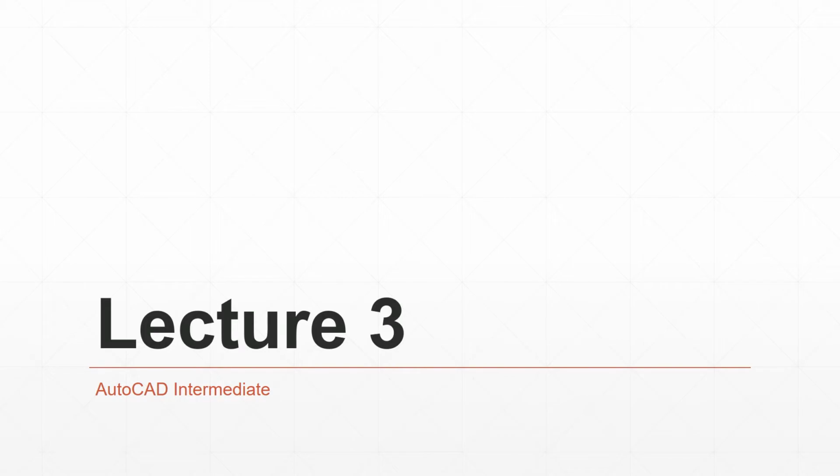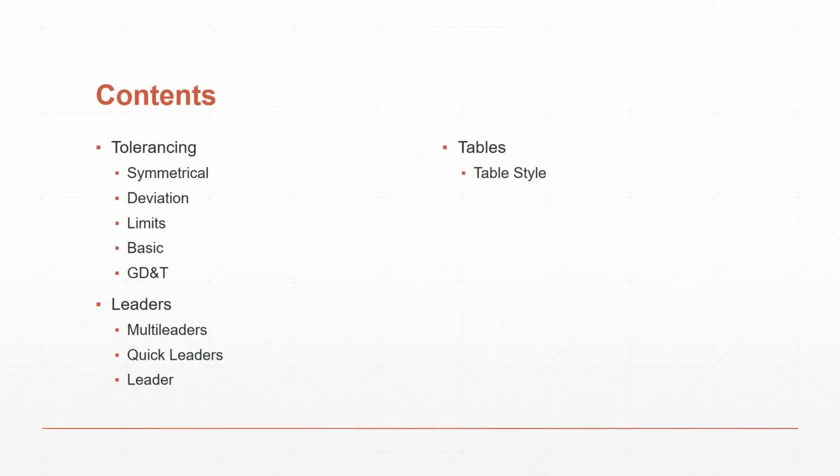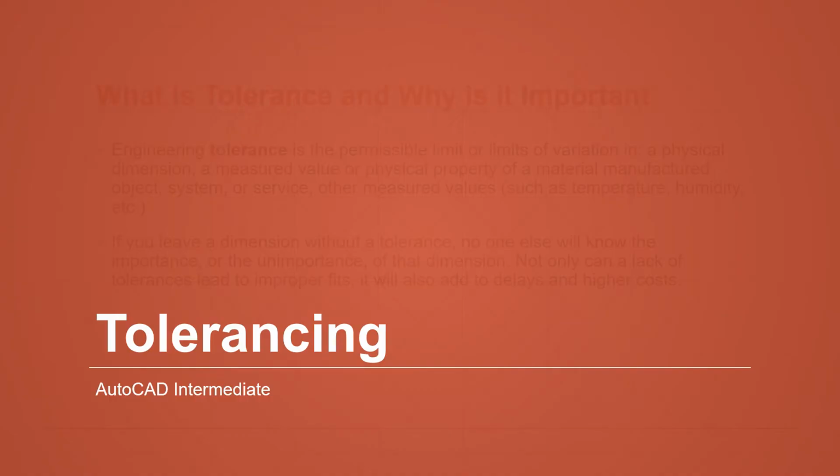All right, so lecture 3, let's go ahead and see what we're going to talk about. We're going to discuss some tolerancing. We're going to discuss how to make some leaders. And we're going to also take a look at how to create tables. So the first thing is tolerancing.